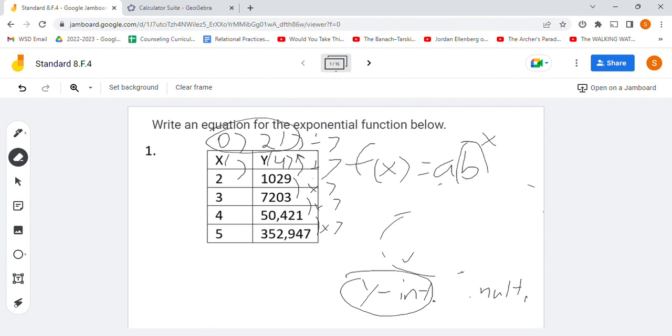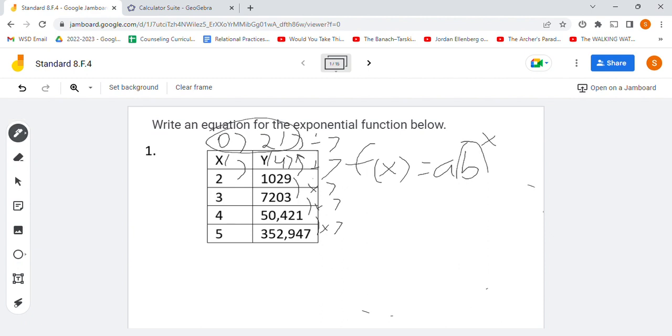So going back to this equation here, we can take those pieces and put them in their appropriate place. So we have f of x equals, a is our starting value, which is 21. B is our common multiple, which in this case is 7. I put that in parentheses to indicate that it's multiplication, and then our variable x stays there. And we are now finished with that equation.